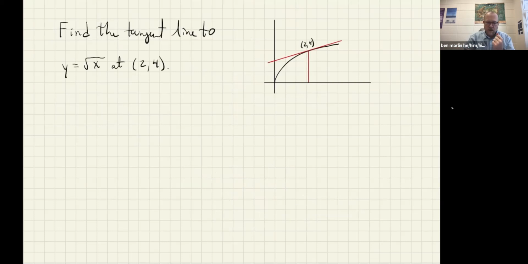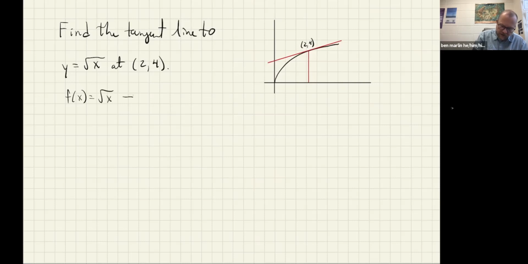So we are going to take a particular one here, and it's going to be our y being equal to the square root of x. And we're going to find the tangent line there at 2, 4. Okay. And we're going to use our definition to do it. I'm going to be thinking about this f of x being the square root of x.